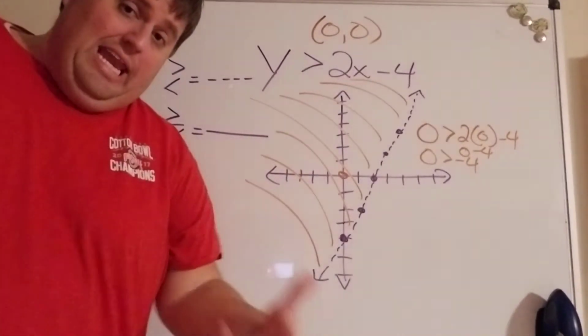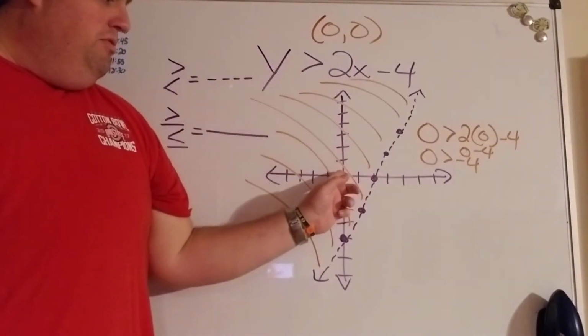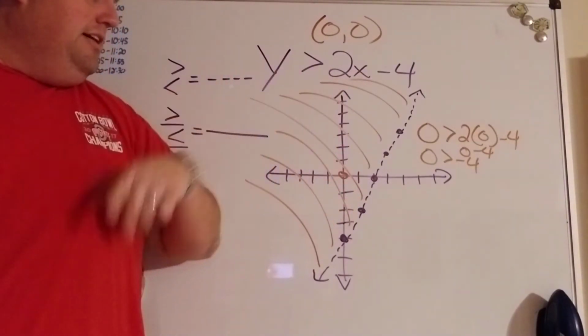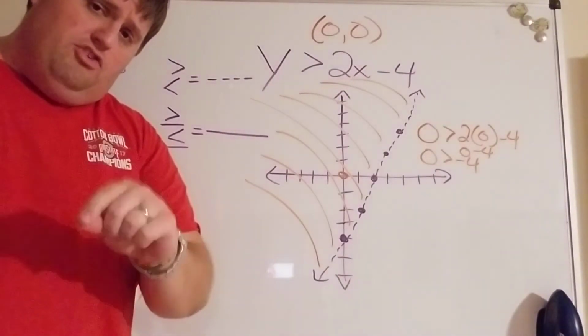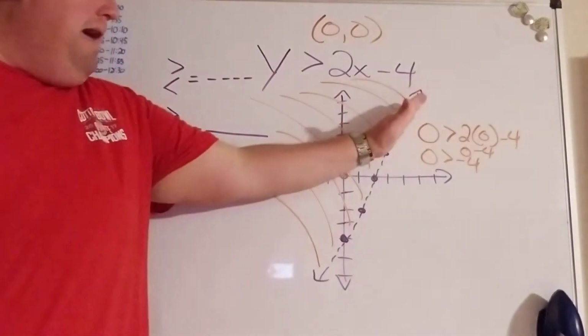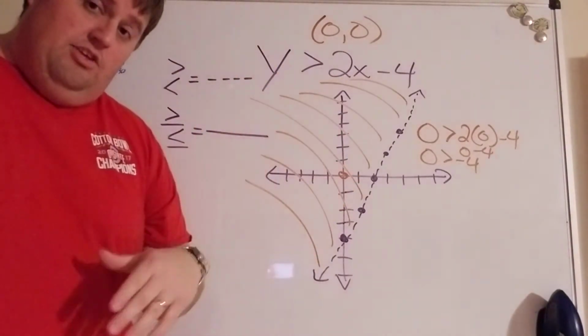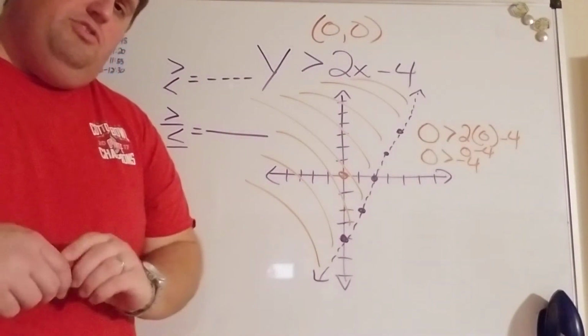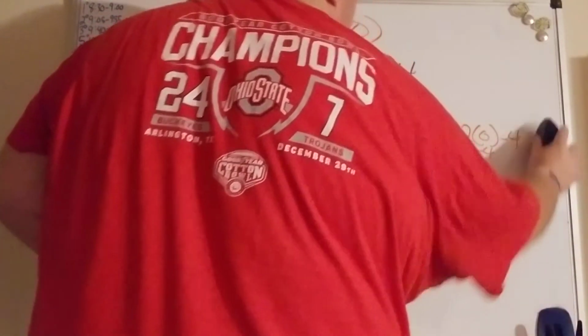If you plug in any point that's in this shaded spot, so maybe you wanted to pick 0, 6, that should also be a true statement because that point is in the shaded area. So any point in that shaded area should give you a true statement. All right? Let's do some more.